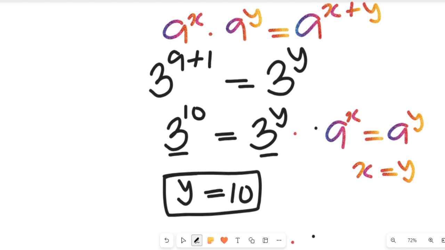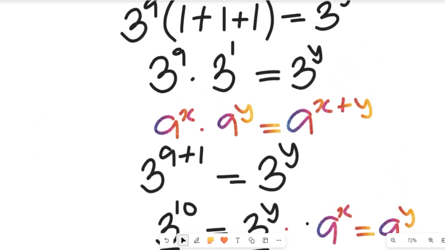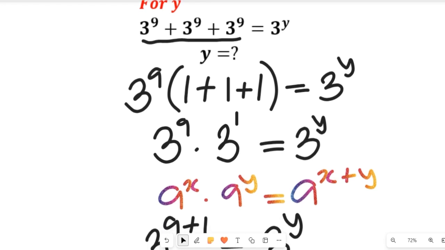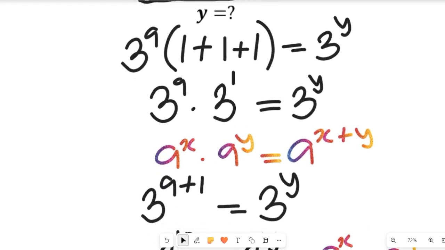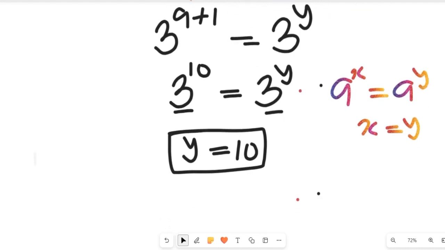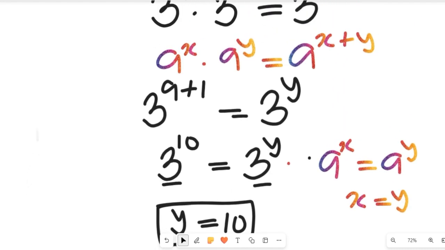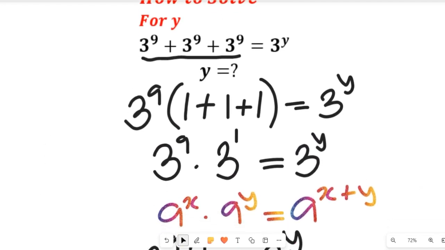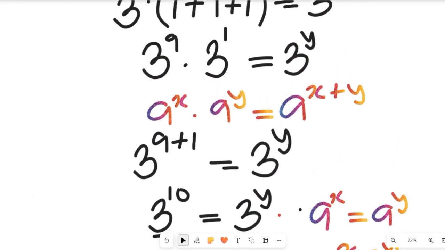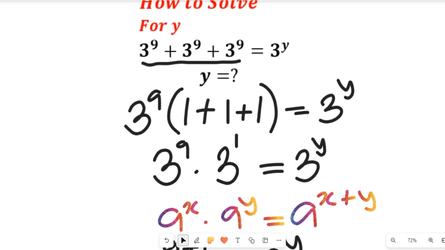Now I want you to do something. I want you to test to see if this solution is absolutely right. At the value of y equal to 10, can we truly find the value to be right? Now let's test. If we test this expression, you are going to see that the expression is absolutely right. I'm going to give you that as a task. Put the value of 3 to the power of 10 on the right hand side and see if it will be equal to 3 to the power of 9 plus 3 to the power of 9 plus 3 to the power of 9.